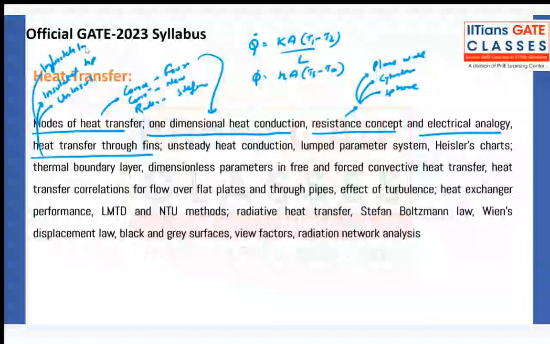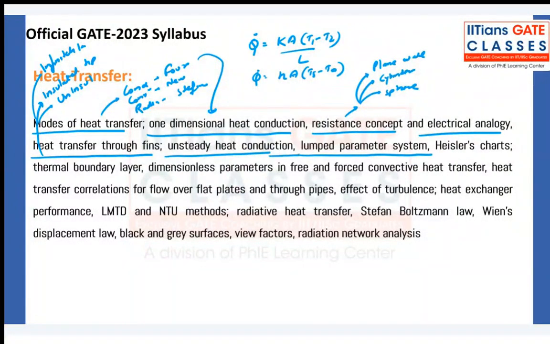Let's focus on this for some time. Unsteady flow, are we comfortable? Lumped parameter and Heisler chart. This is what we have done. Are you comfortable? Just be with me for some time. Then thermal boundary layer, dimensionless parameters in free and forced convection, and heat transfer correlations for flow over a flat plate. This is external flows and this is internal flows. So we have done this, right?